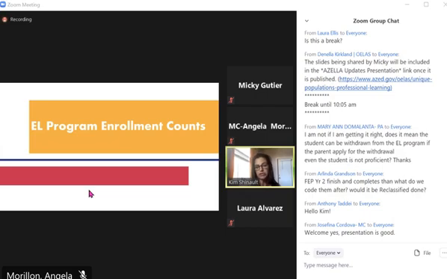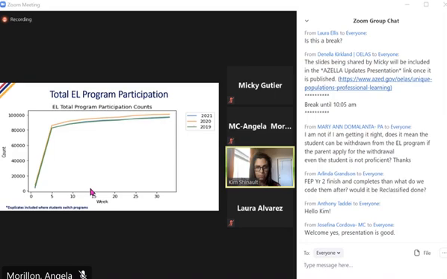So now I'm going to switch to showing you some graphs. I have a lot of graphs to show you, and I'm going to start with showing you graphs of the program enrollment counts and explain what these graphs mean. This first graph is showing us total EL program participation.